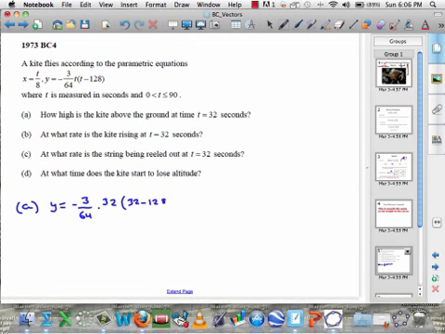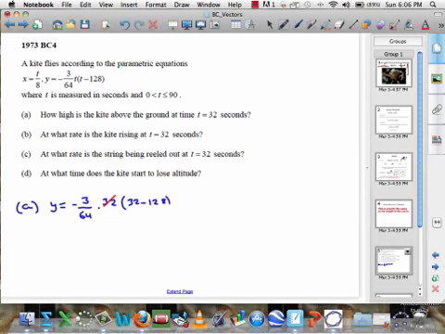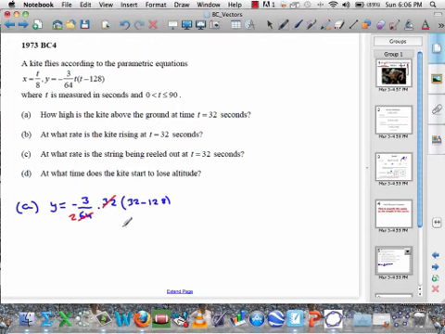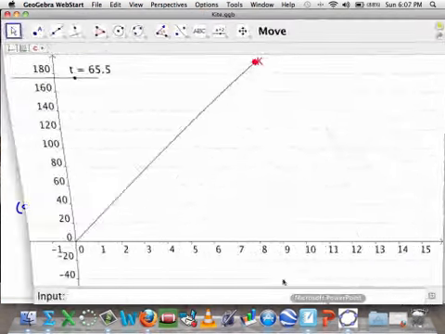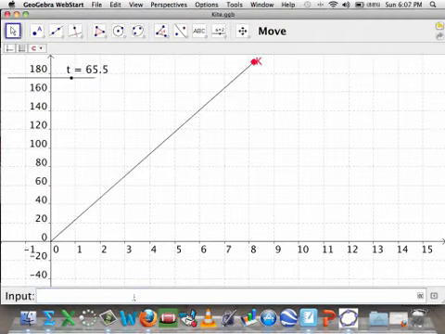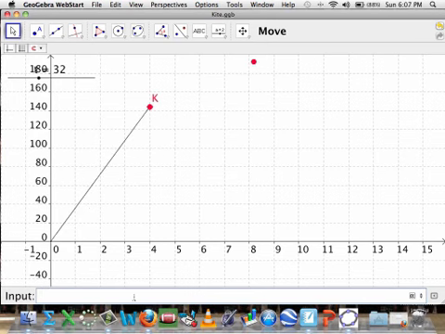There's probably some simplifying we can do here to make these calculations a little nicer. 32 goes into 64 two times. 32 minus 128 is negative 96. We can divide that by 2 and get negative 48. So I need to do negative 48 times negative 3, which is going to be, let's see here, 120 plus 24. So I believe it's going to be 144 feet. If I type in T equals 32, it points me to there.